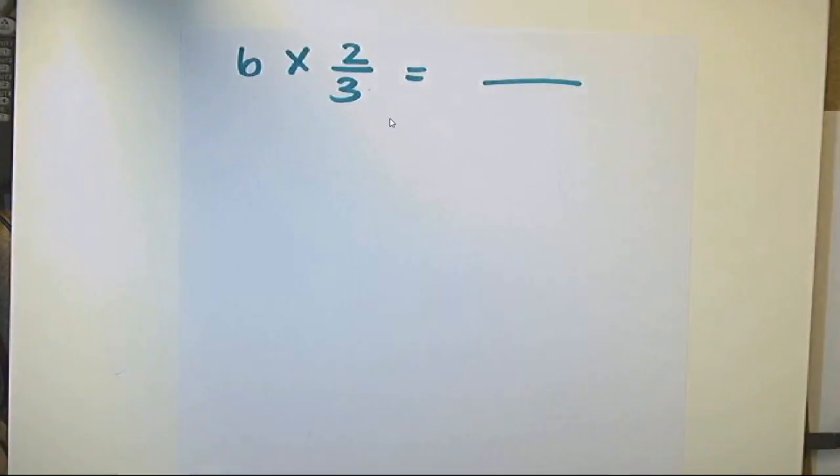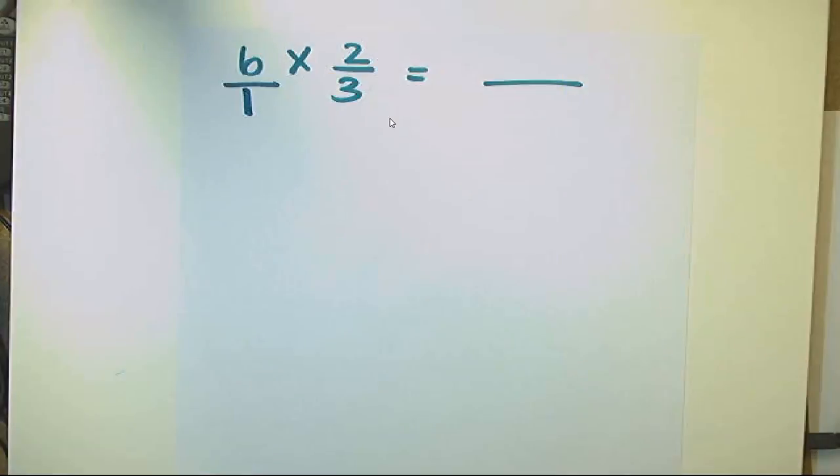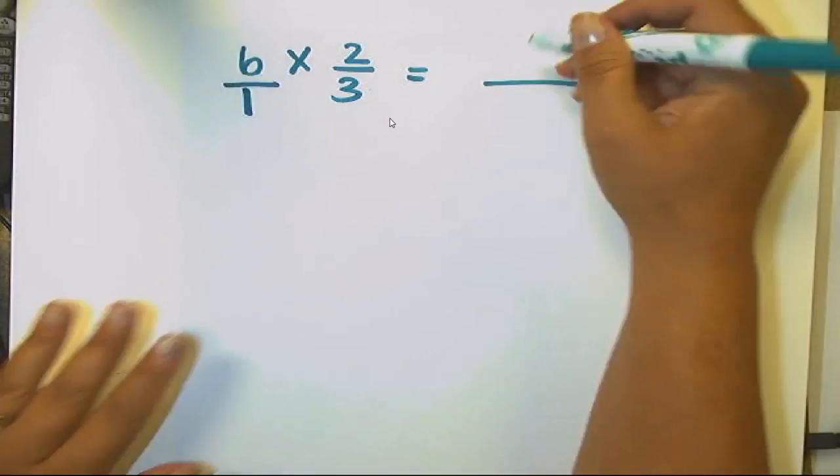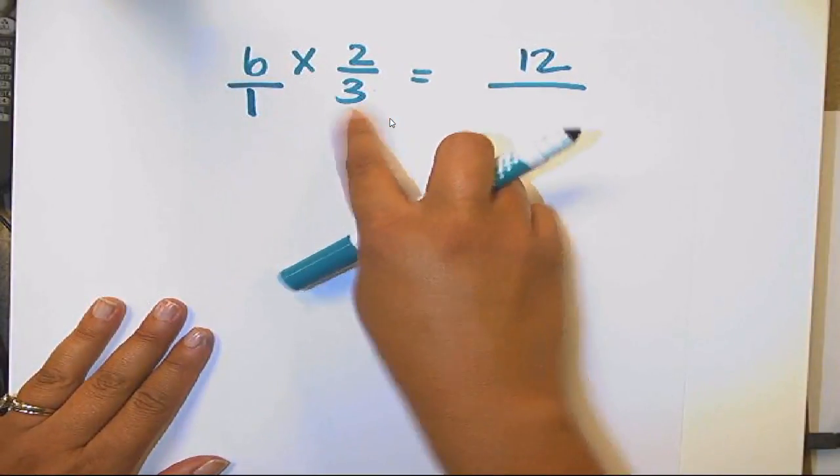Let's try one like this, where you have 6 times 2/3. Whenever you have a whole number that you're multiplying by a fraction, just make that whole number into a fraction. The denominator will always be 1. So just give that whole number a denominator of 1, and then again multiply across the board. So 6 times 2 is 12, 1 times 3.